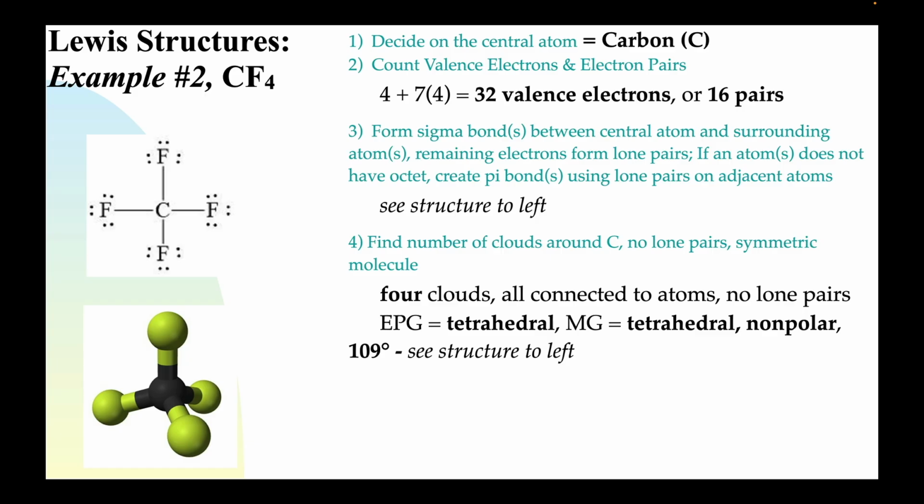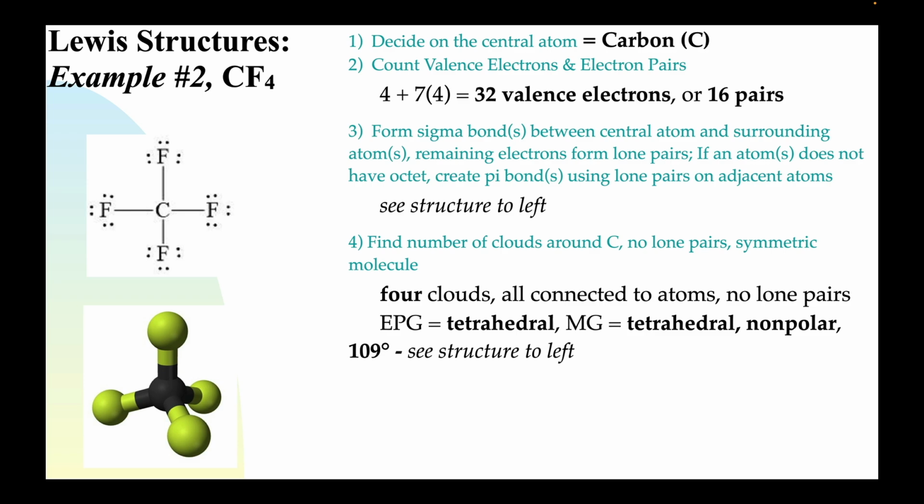It shows there how carbon, once again, is the central atom. We counted the valence electrons. Carbon is 4, fluorine is 7, and there's 4 of them. So 32 valence electrons, 16 pairs. Put carbon in the middle, fluorines are on the outside. Connect the outer atoms to the inner atom using a lone pair or sigma bond. That's the single bonds. We then put lone pairs around the outer atoms first, and if there's any left over, we put them on the inside.